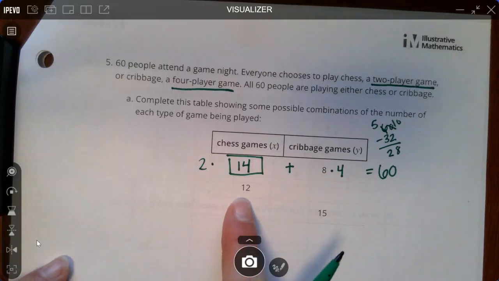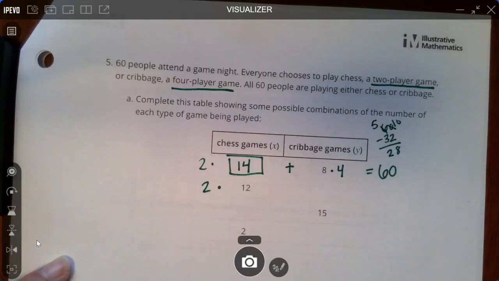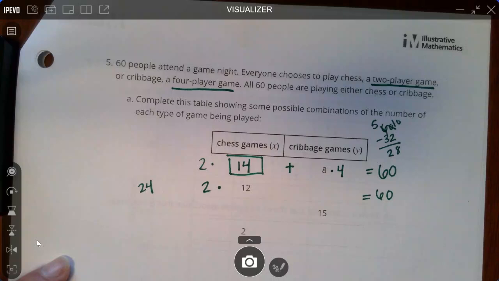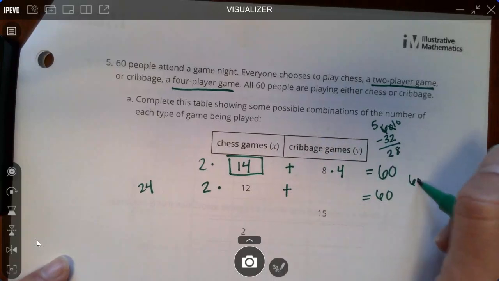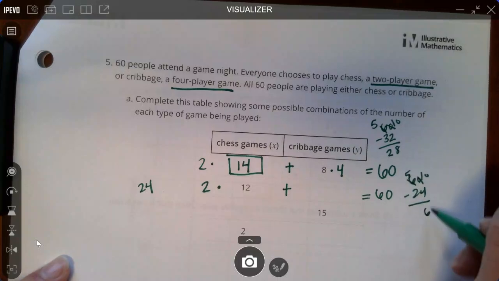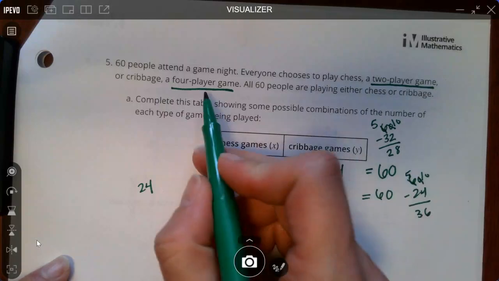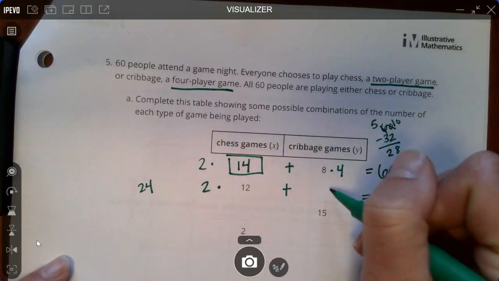Okay, next thing. Now I know there are 12 chess games being played. I know it takes 2 people, so 2 times 12. So right now, there are 24 people playing chess. There are still 60 people total at the game night. Let's think about what's 60 minus 24. Again, borrow, we've got 36 people playing cribbage. I know 4 people are playing at a time. 4 times what is 36? 4 times 9.